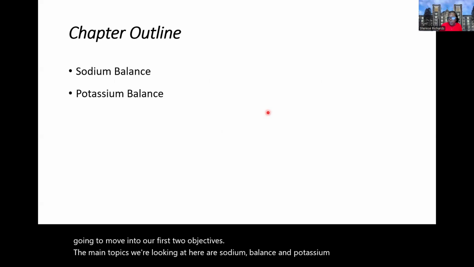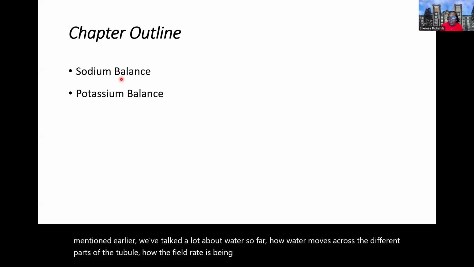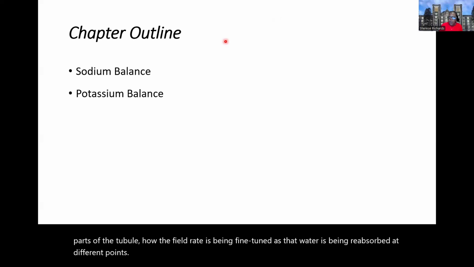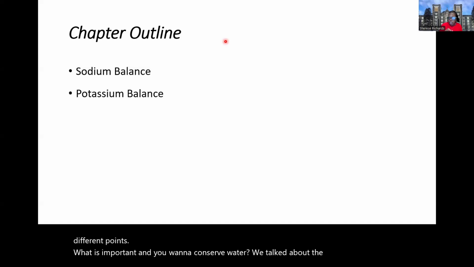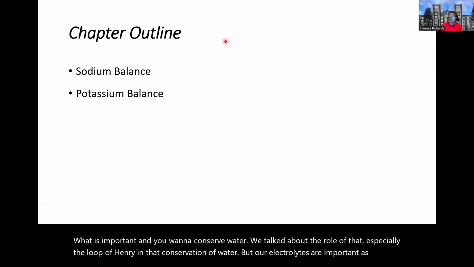So as I mentioned earlier, we've talked a lot about water so far, how water moves across the different parts of the tubule, how the filtrate is being fine-tuned as that water is being reabsorbed at different points. Now, water is important and we want to conserve water. We talk about the role of, especially, the loop of Henle in that conservation of water. But our electrolytes are important as well, sodium and potassium.